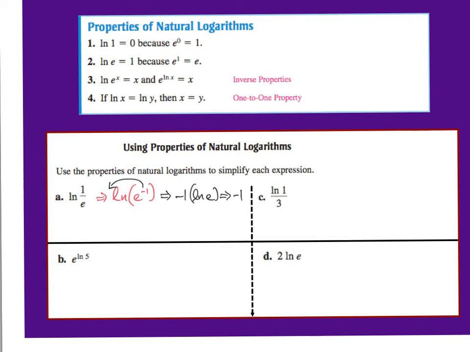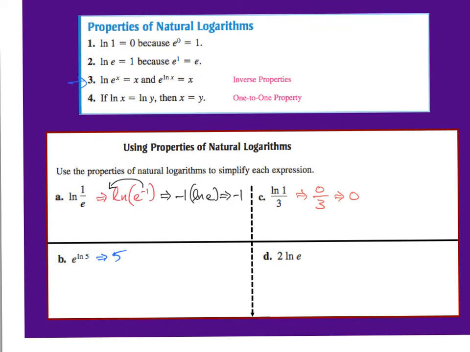Let's look at part B. I have e raised to the power of natural log 5. So what is it? I have e to the natural log, or log base e of 5. They kind of cancel, so what do I get? I get 5. This is number 3. Part C. I have natural log of 1 over 3. Well, what is natural log of 1? What's log of 1? 0, right? So now I end up having 0 over 3, which we're still going to call 0.